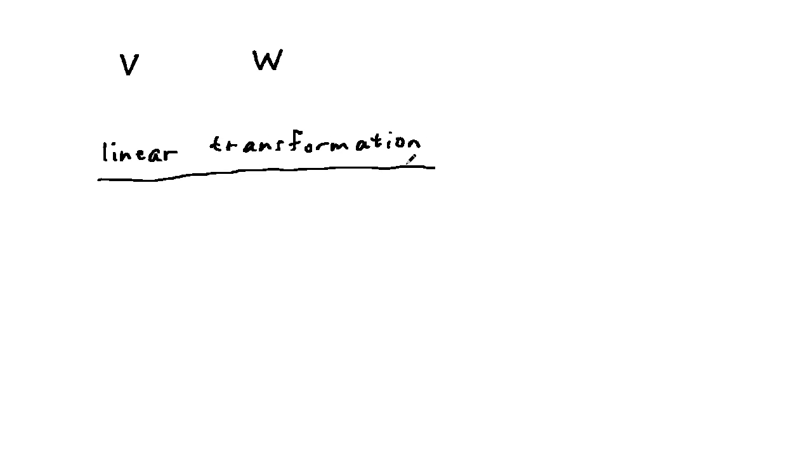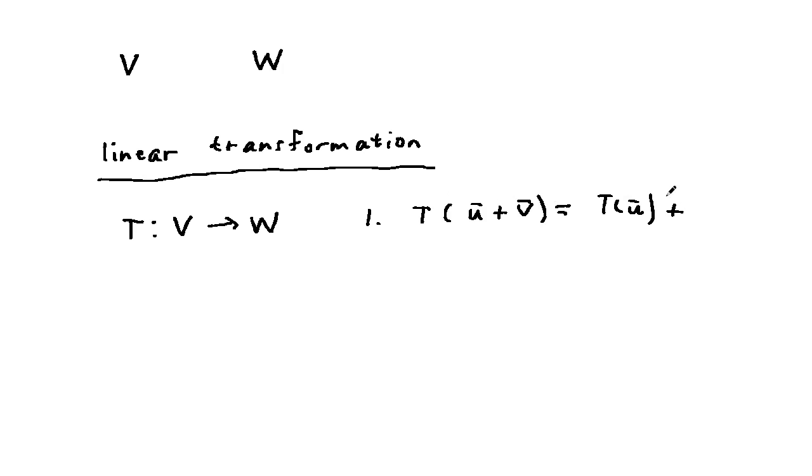And a linear transformation is a function T from V to W that satisfies the two properties. One, T of u plus v is equal to T of u plus T of v. This is for all vectors u and v in V.